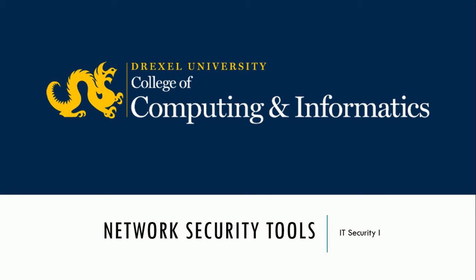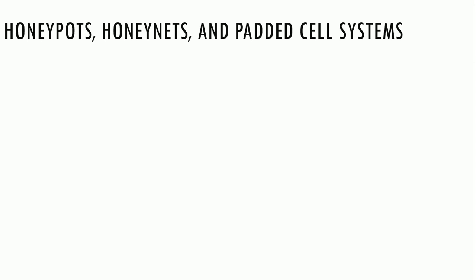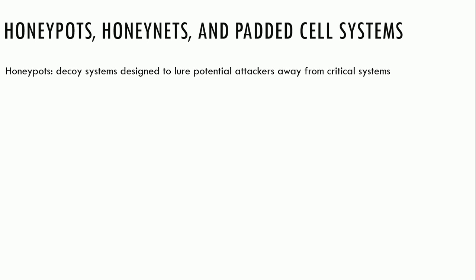So an intrusion detection system that we talked about in the previous presentation was automated tools for monitoring our network. But there are also a lot of tools in our toolbox for doing ad hoc scanning and ad hoc detection of intrusions or analyzing things that are happening. I want to talk about a few of those tools here. The first set is going to be honeypots, honeynets, and padded cell systems.